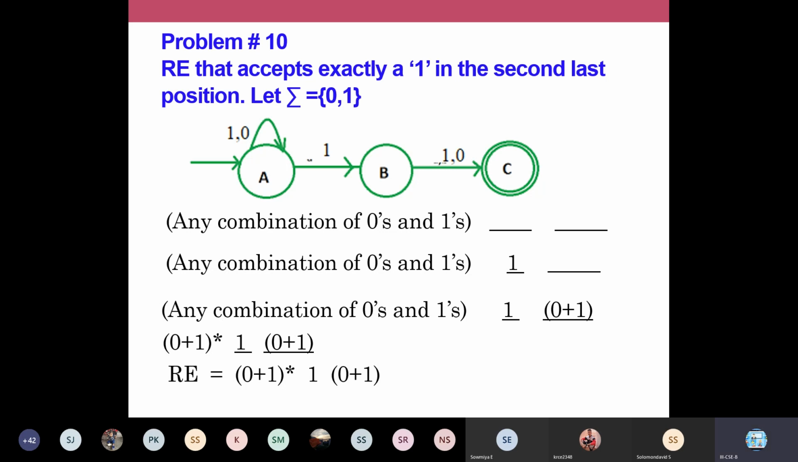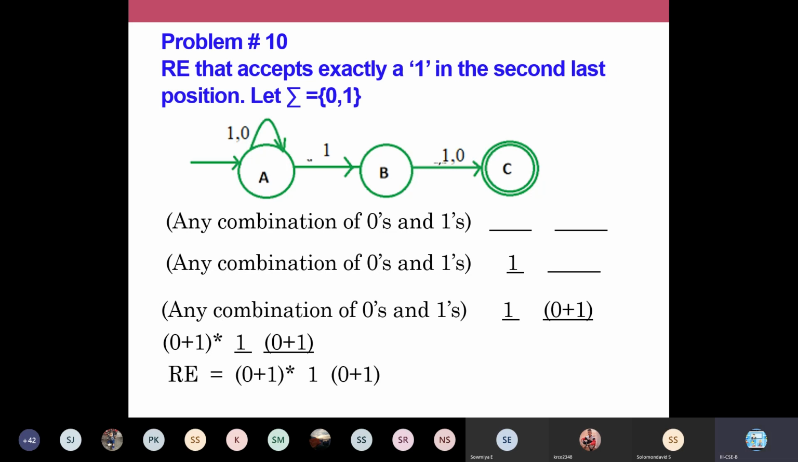From the second last position, you must have a 1. Then what about the first position, or the last position? Think like that. The hint is also given. The first part of your string is going to be any combination of zeros and ones. That's why in your automata we have drawn a self loop. This 1 denotes the second last position. The last position might be either a 0 or 1, and the second last position will be a 1. This is the hint.